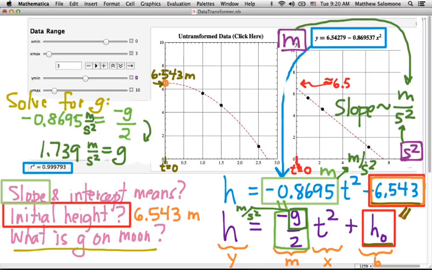And so an answer to the question, what is the acceleration due to gravity on the moon according to this data, is that the acceleration due to gravity on the moon is about 1.739 meters per second squared. That's what the data is telling us. Actual observed values vary a little bit, but this is what the set of data that we started with is telling us.